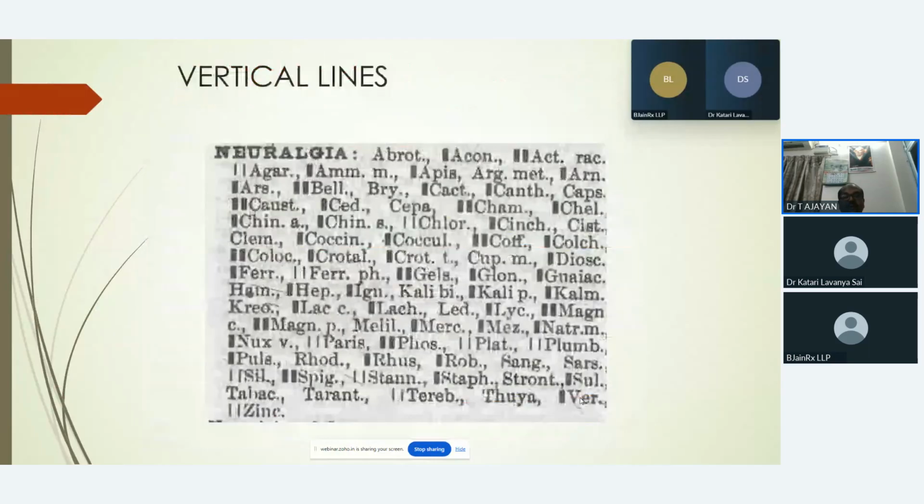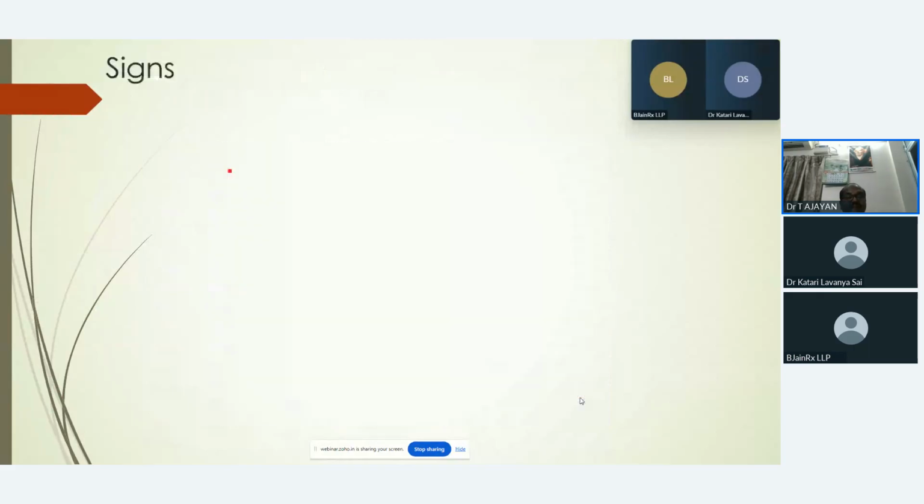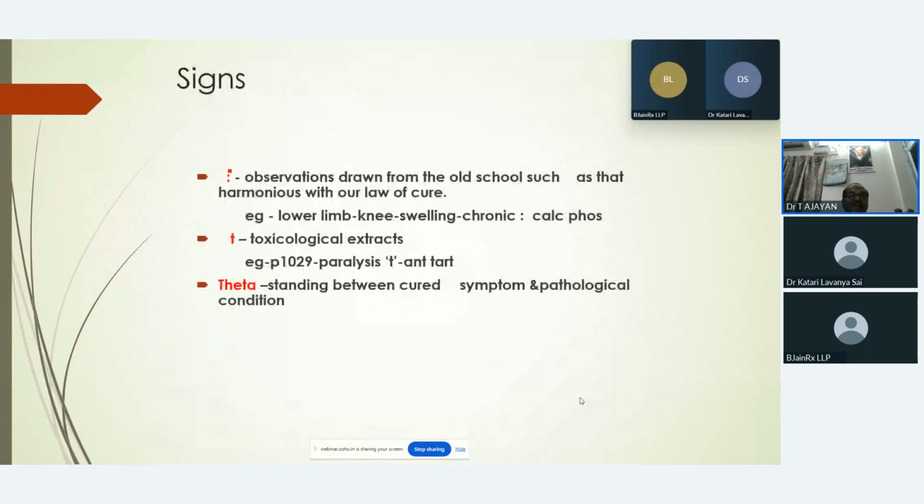In the original repertory, the typographic markings are like this: single thick bold, double thick bold, etc. We have already discussed these; they are considered vertical lines. Then different other signs are also seen there, like the three dots. The three dots indicate an observation drawn from the old school.